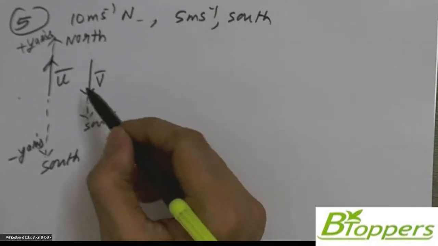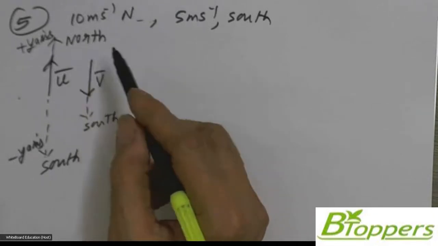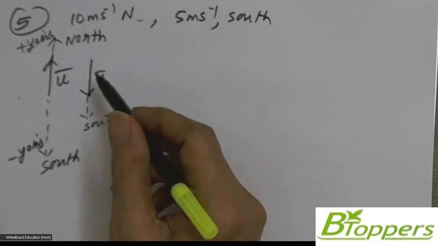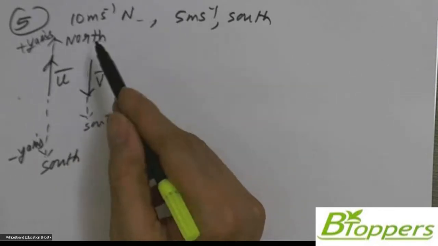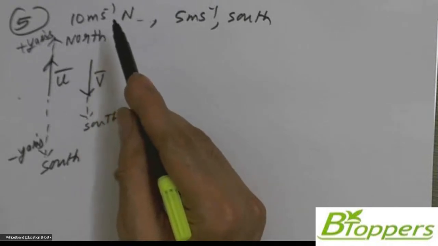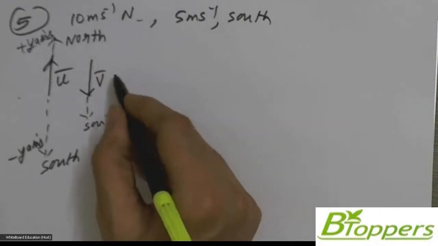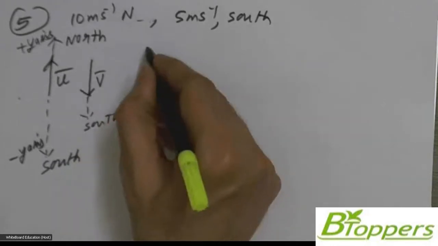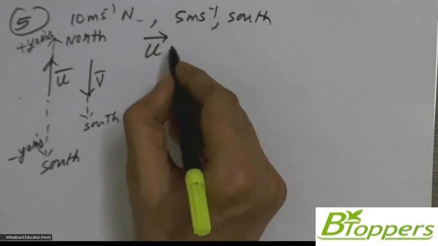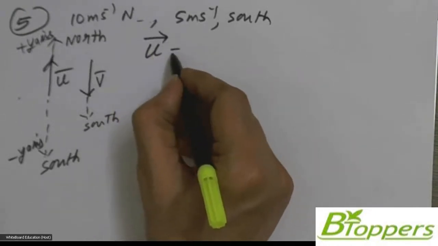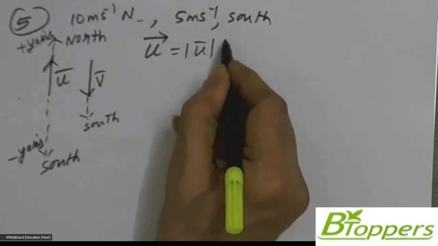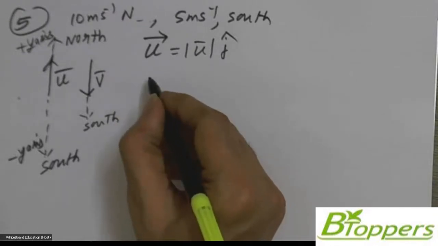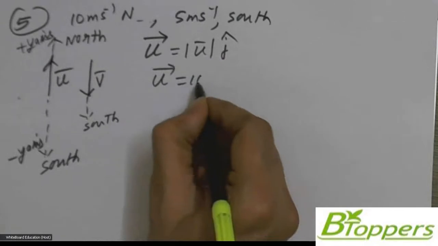So I choose the horizontal direction towards north as the positive y-axis. Of course, the horizontal direction towards south will be the negative y-direction. So in this problem, the initial velocity vector u bar is directed towards north with a magnitude of 10 meter per second. That means u bar is directed along the positive y-axis, so its rectangular component along the x-axis is 0. So in vector form, we can write u bar equal to mod of u bar into j cap, where j cap is the unit vector along the positive y-axis towards north. Mod of u bar is given to be 10 meter per second.